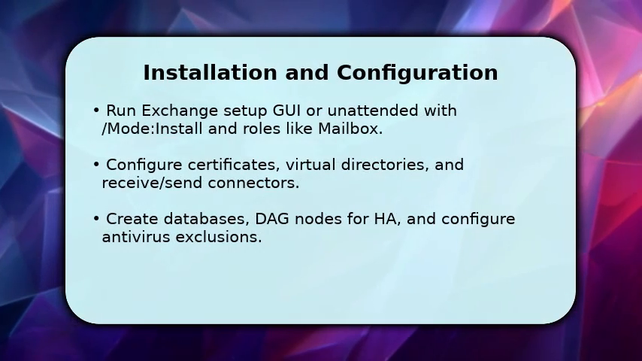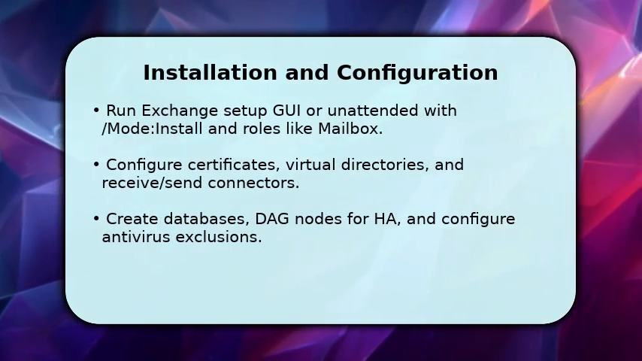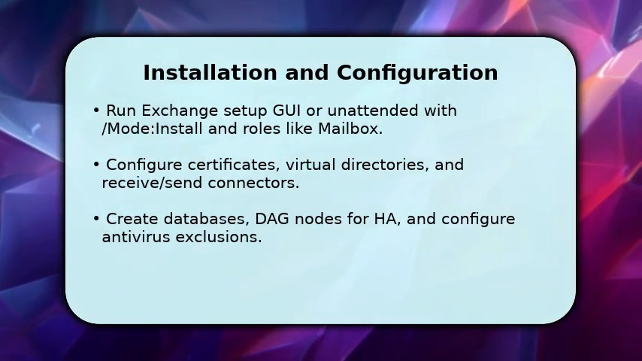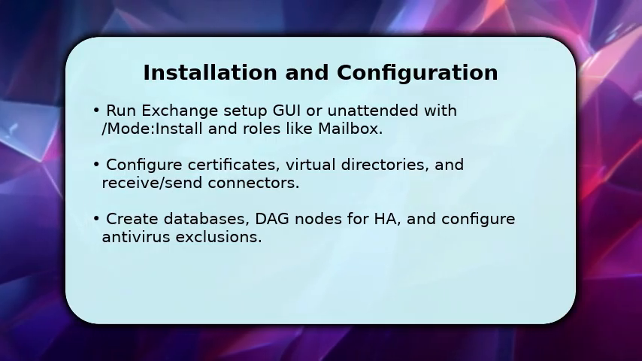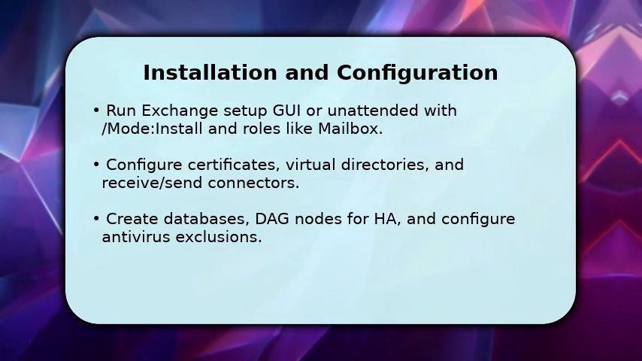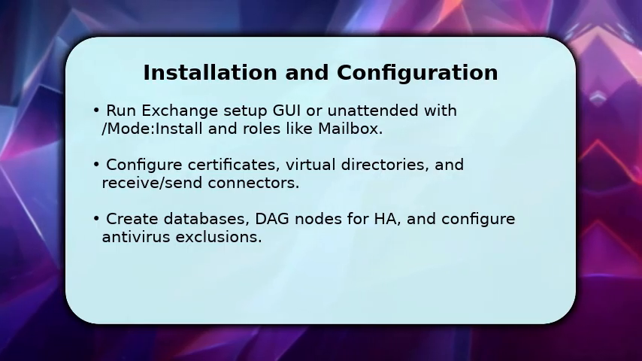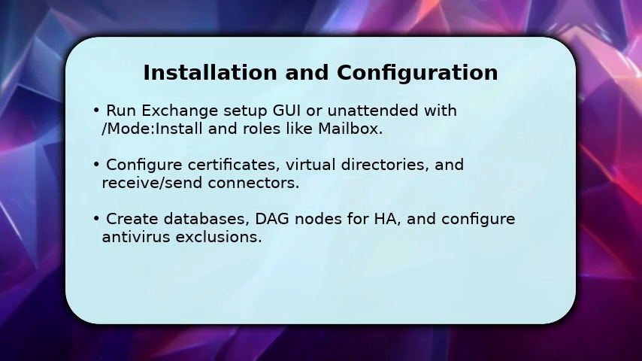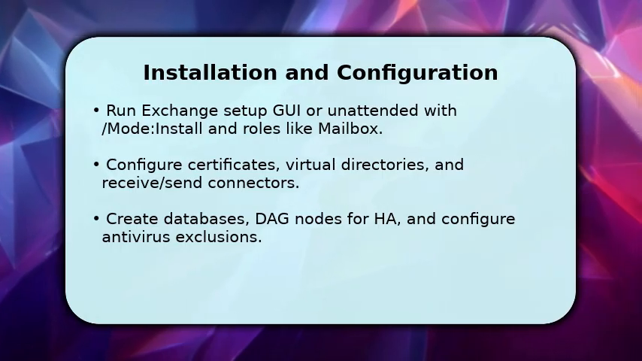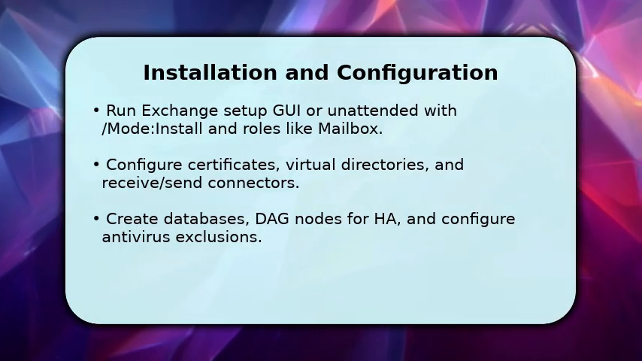Now you install Exchange Server 2019 using the Setup GUI or unattended mode with /mode. Install Mailbox role. This places services and files correctly. After installation, import or request a certificate and bind it to IIS and SMTP to secure client and server traffic.